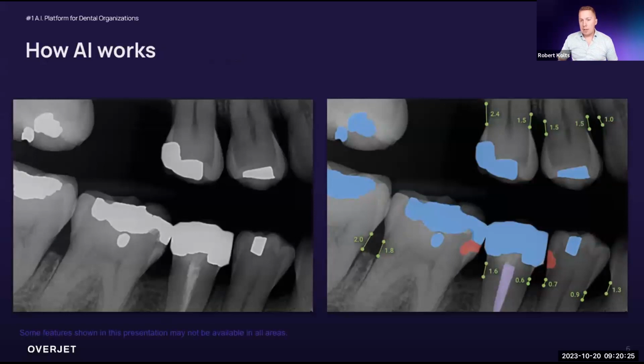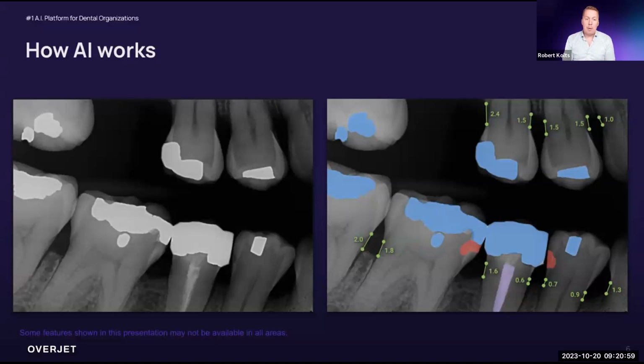So artificial intelligence works by reviewing a radiograph that it's never seen before and applying artificial intelligence models to that image. And models is a set of algorithms or data points that the artificial intelligence uses to review an image and come up with an output. What you're seeing here on the right is a radiograph that's been annotated by artificial intelligence. It's gone through about a dozen different machine learning models, and each model recognizes something differently.